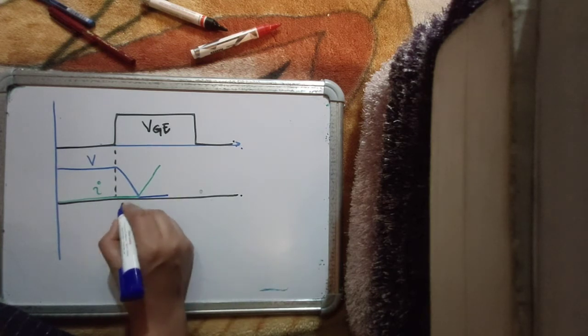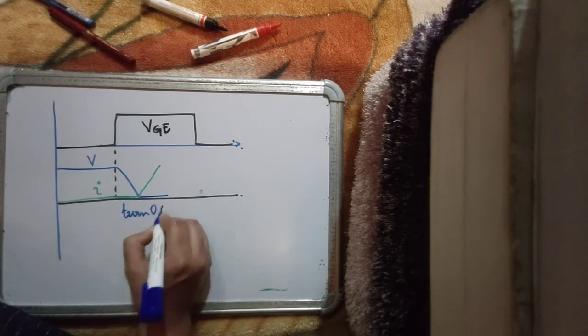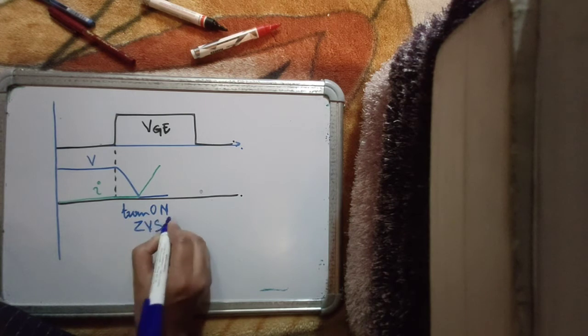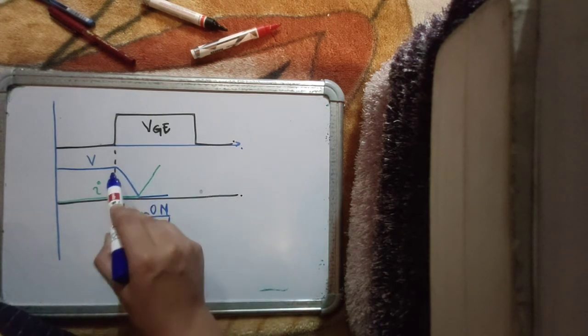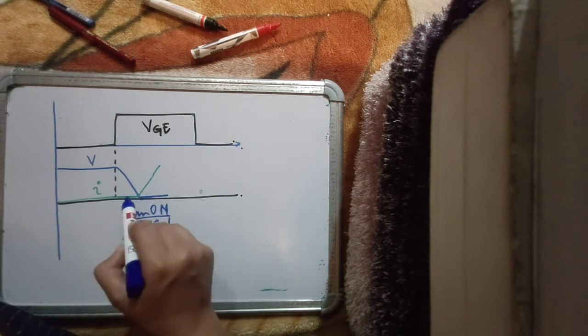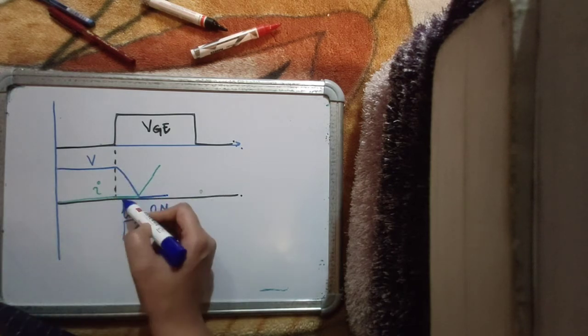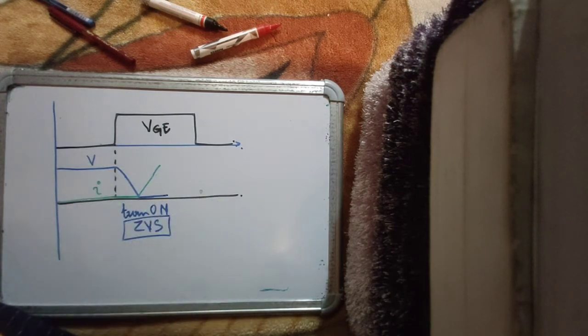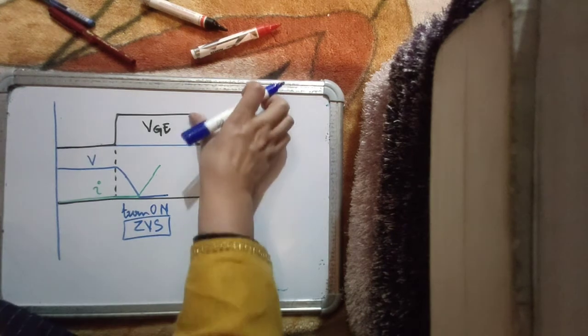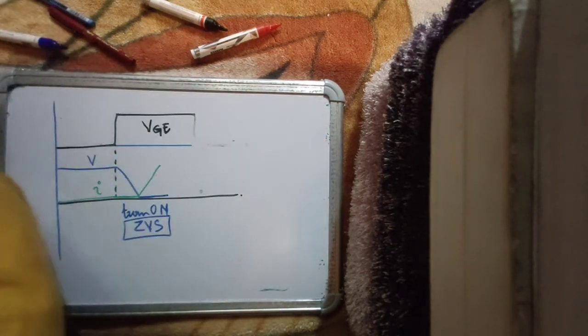So this is your turn on process, which is a zero voltage switching process, which means that voltage becomes zero and then the switching happens. So power loss is zero, right? And then let's assume a wider pulse.